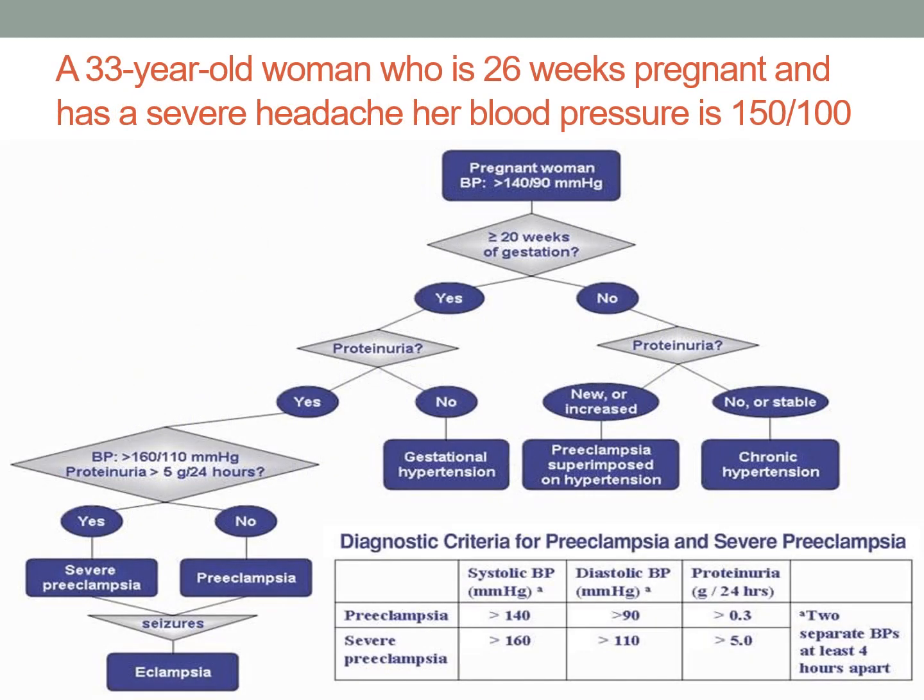A 33-year-old woman who is 26 weeks pregnant has a severe headache. Her blood pressure is 150 over 100. In pregnancy, more than 20 weeks of gestation, if blood pressure is more than 140 over 90 and proteinuria is present, then it leads to the diagnosis of preeclampsia. And if seizures are present, then it is eclampsia.